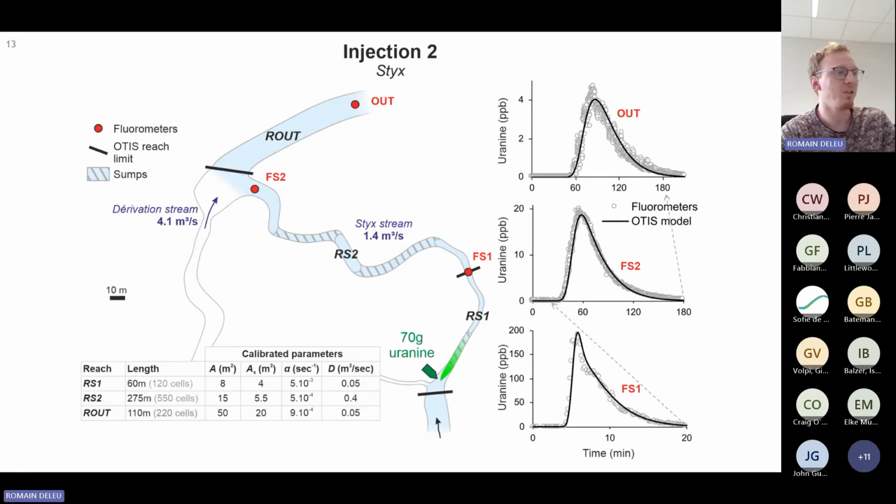Then for injection 2, we did the same on the right side this time, the stick stream. So we have 3 curves again, FS1, FS2, and the out fluorometer. All of them give a nice signal with different time scales again. We calibrate this and we get these new parameters here, and the simulated curve here matches correctly the measured breakthrough curve. So these are the first 2 injections, used to calibrate the model.